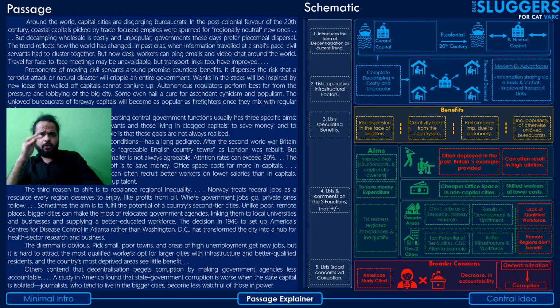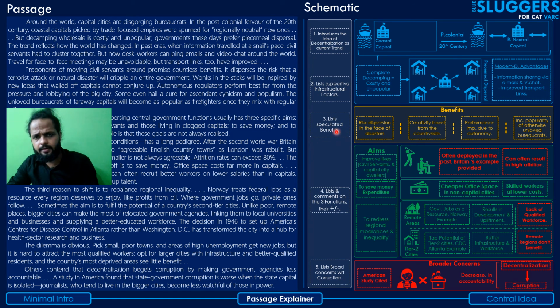Okay, guys, now before moving on to the central idea, let's take a very brief overview. Let's go through the schematic of this passage. The author started the discussion with introducing the idea of decentralization and how it is a current trend around the world for capital cities to disgorge bureaucrats and bureaucracies, to send out government agencies to the more remote areas of the nation, right? He talks about that and how that has been made possible by the technological change that the world has gone through in terms of communications, in terms of travel links, etc. Right. So that's the first part.